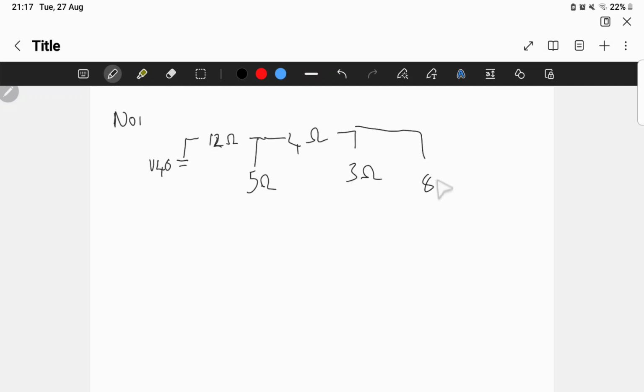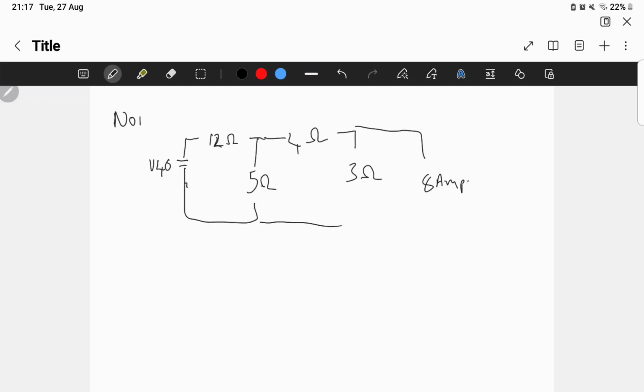Welcome back. In today's lesson, we will be looking at question number 1 from your assignment, and we have ourselves 40 volts connected with 12 ohms connected with 5 ohms and 4 ohms, as well as 3 ohms and finally 8 amps.